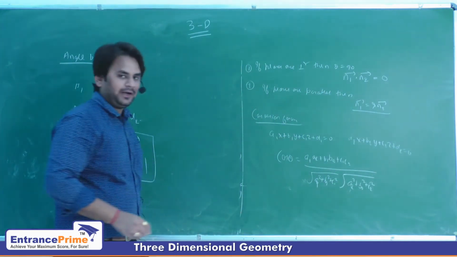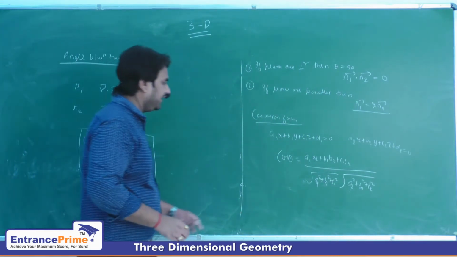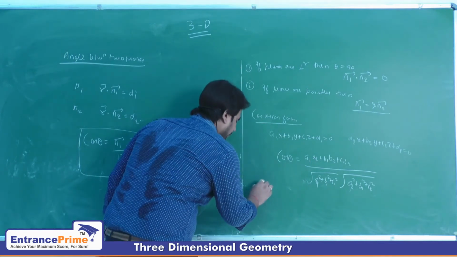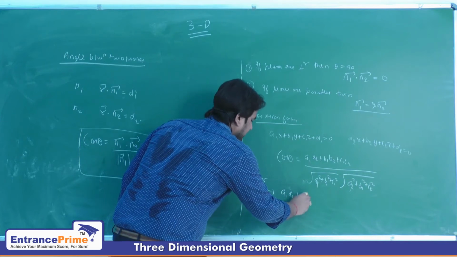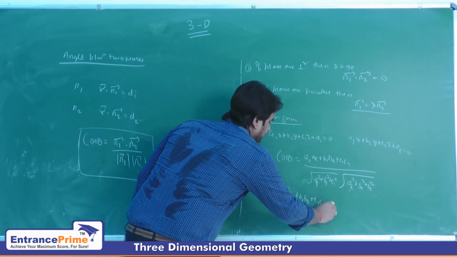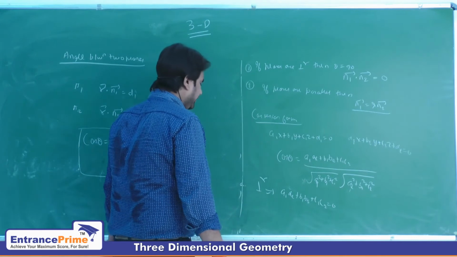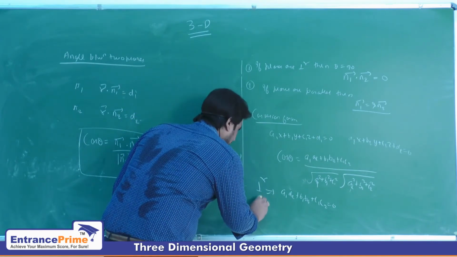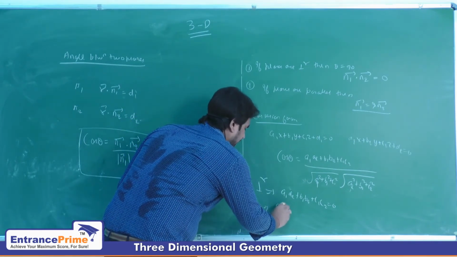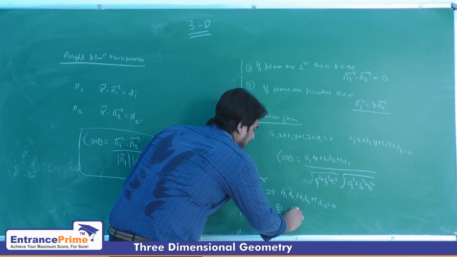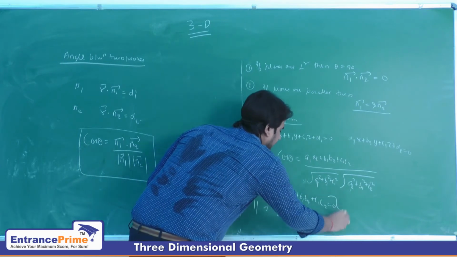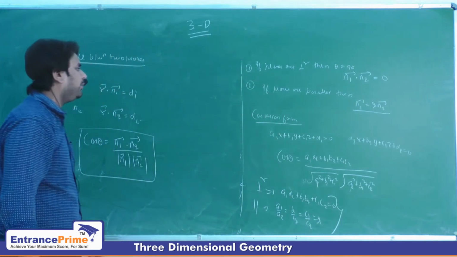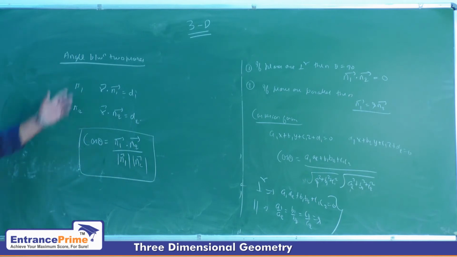If these two planes are perpendicular, then again theta is equal to 90 degree. This means what? Perpendicular case, what will we have? a1 a2 plus b1 b2 plus c1 c2, that will be equal to 0. If they are parallel, then what? a1 upon a2, that will be equal to b1 upon b2, that will be equal to c1 upon c2, that will be equal to lambda. So these are the condition in Cartesian form, and these are the condition in normal form, vector form. Note it down.